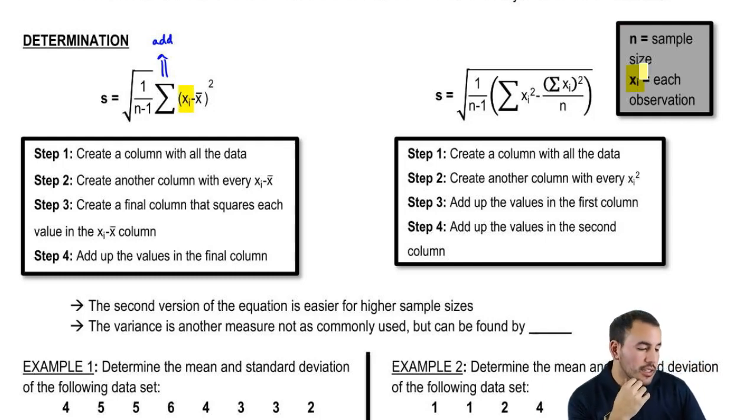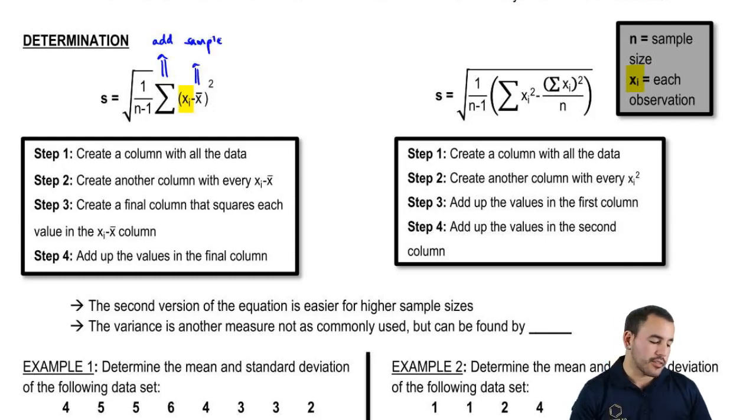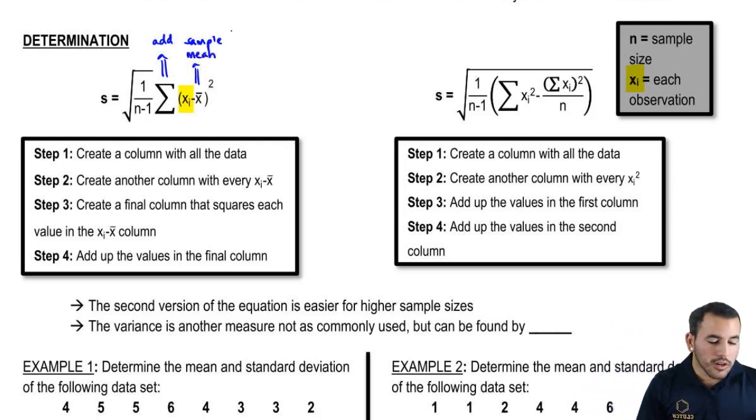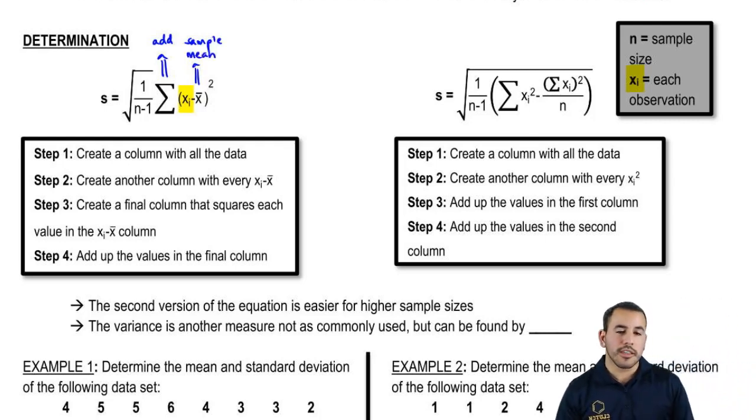So x bar is actually the sample mean, right? We saw it last time when we were talking about measures of center. So what do we do from there?